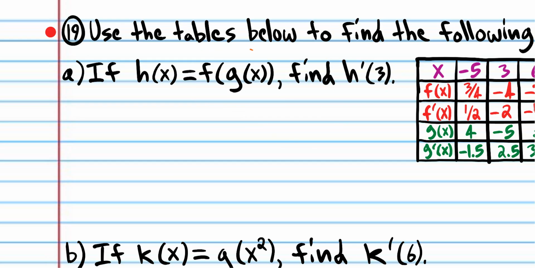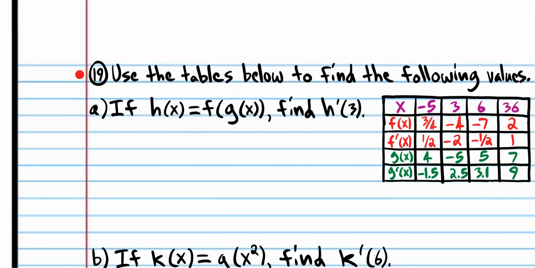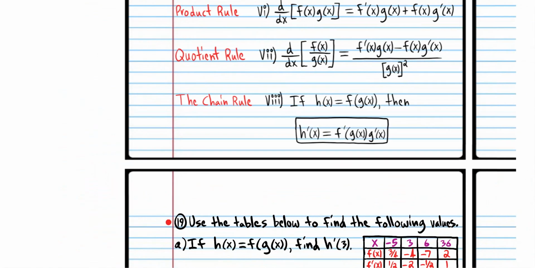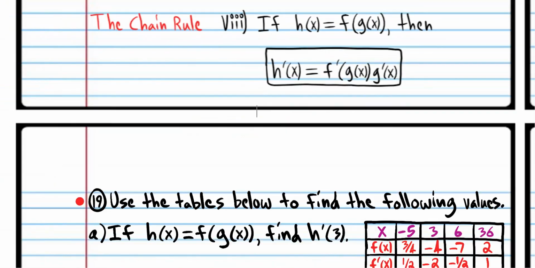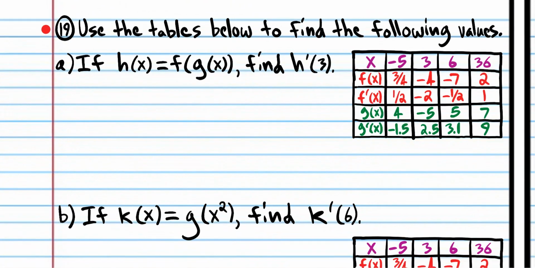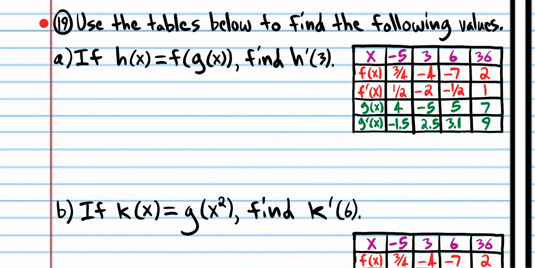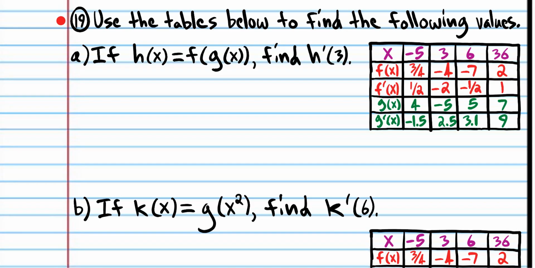So when you find the derivative of a composite function, a function within another function, then again we have to use the chain rule. So the chain rule says if h of x is equal to f of g of x, then h prime of x is equal to f prime of g of x times g prime of x. It sounds pretty complicated, but it's just the chain rule that we've been using. So what we're going to do is just rewrite exactly what we just saw.